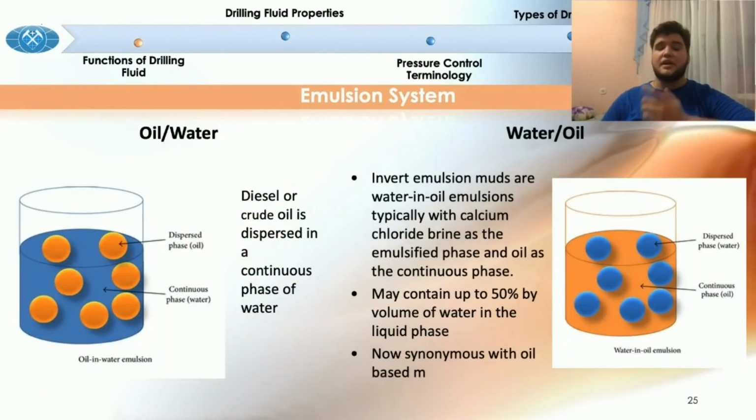Emulsion systems are oil in water or water in oil. Diesel or crude oil is dispersed in the continuous phase of water. Invert emulsion muds are water in oil emulsions, typically with calcium chloride brine as the dispersed phase and oil as the continuous phase.